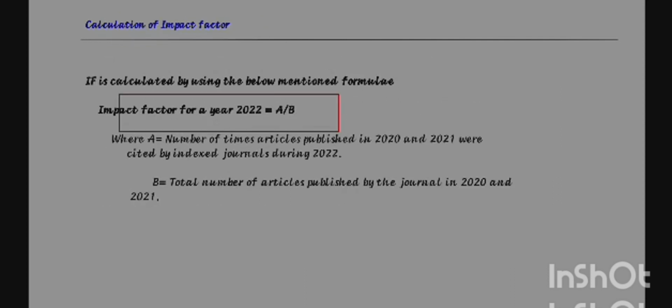So how will we know it? The impact factor for the year 2022 is A by B. A is the number of times the articles in that journal were cited in the previous 2 years, and B is the total number of articles published in the journal in those previous 2 years. So cited divided by published for the previous 2 years.